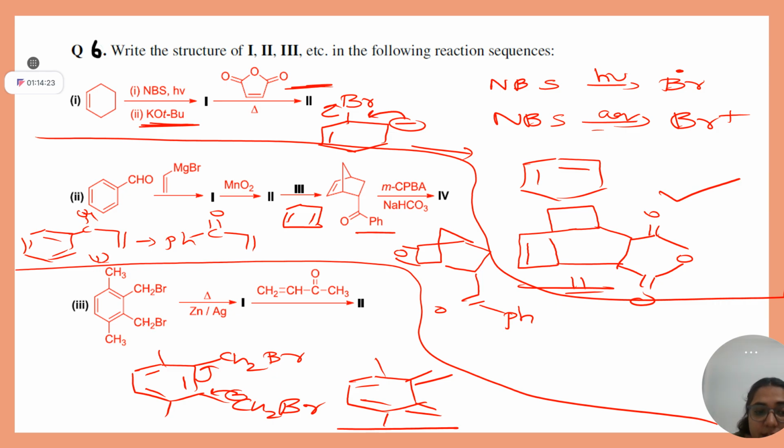First, zinc will insert between your C and Br, making it a carbanion. That carbanion will come here, and that negative charge will knock off this bromine. Understood? Whatever negative charge comes, it will go there and knock off your bromine, right? And you will get this. Clear? Your diene is ready.